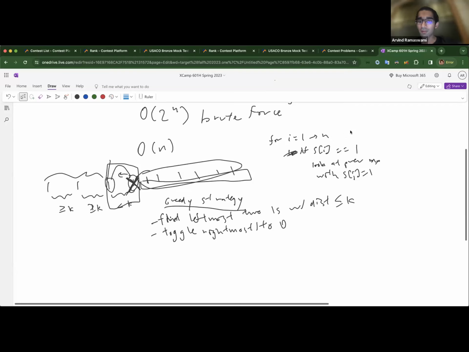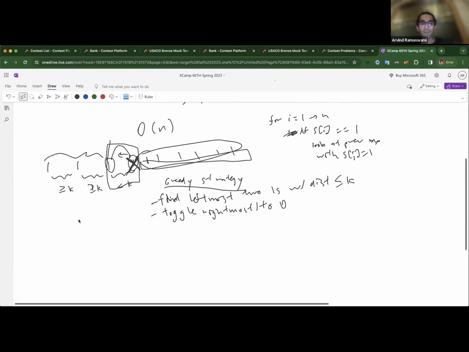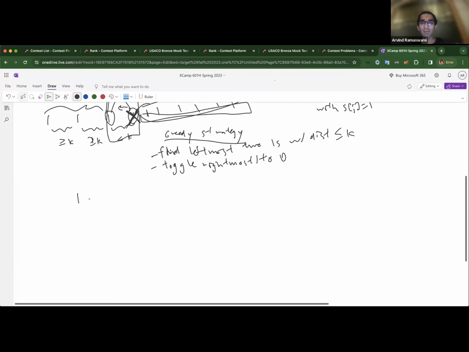Yeah, good question. I can walk through a concrete example. So 1, 1, 0, 1, 1, 0. What the process is for this case: this has distance less than 3, so I just change it to 0, and it's 1, 0, 0, 1, 1, 0. Then I keep going, and this has distance less than 3, so I change this to 0.